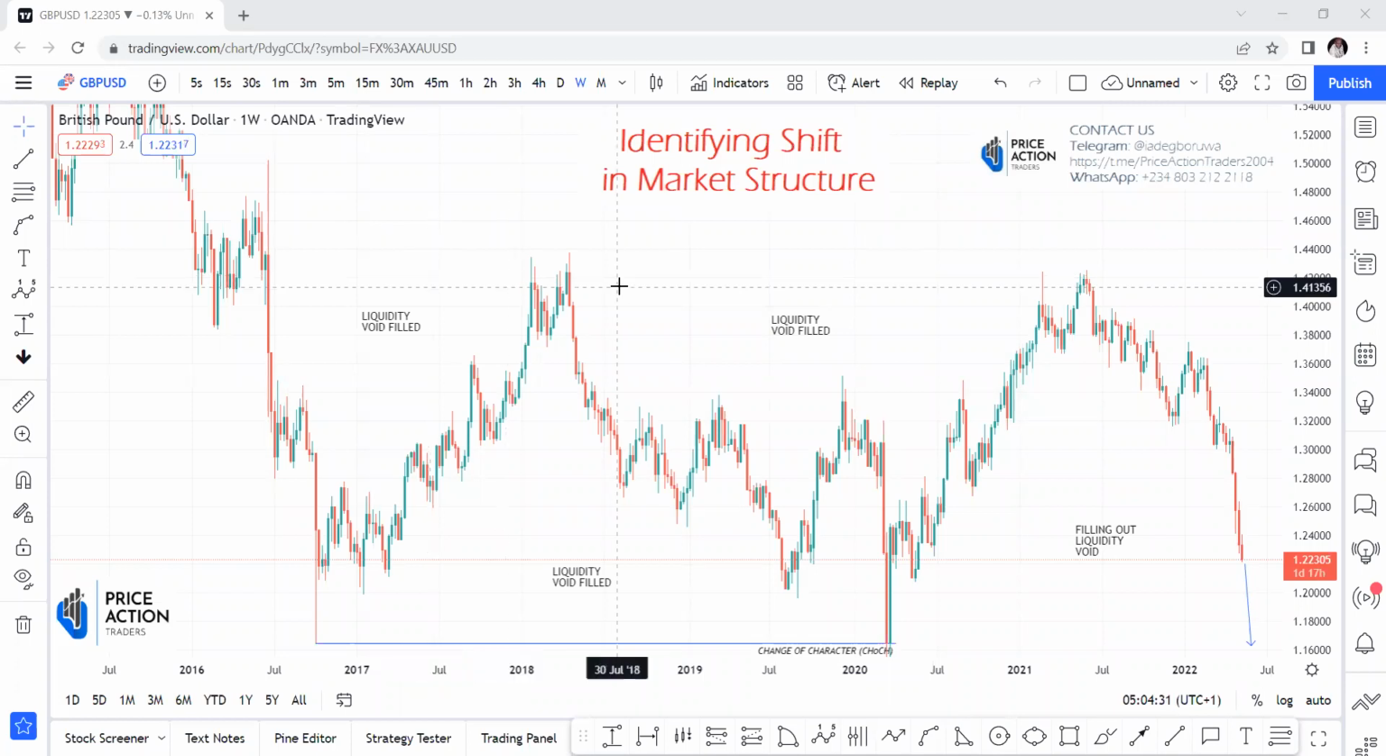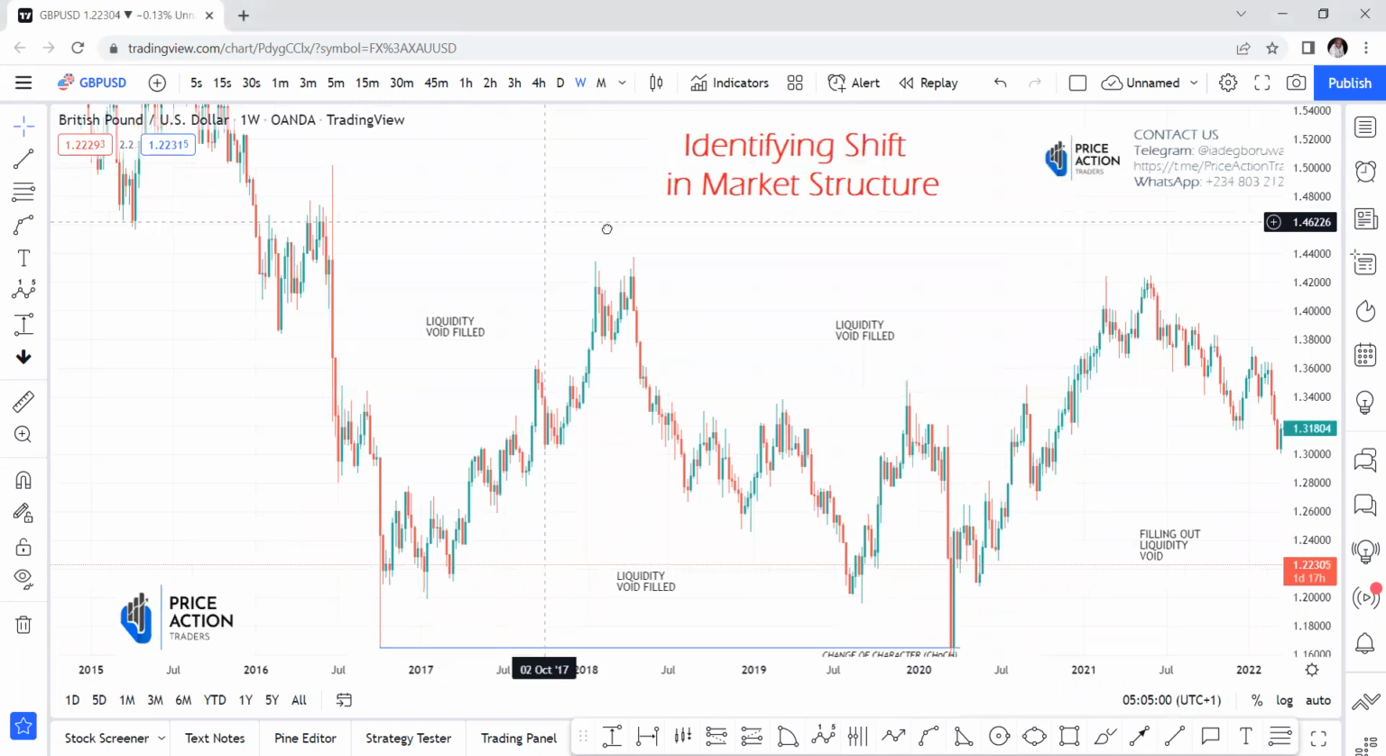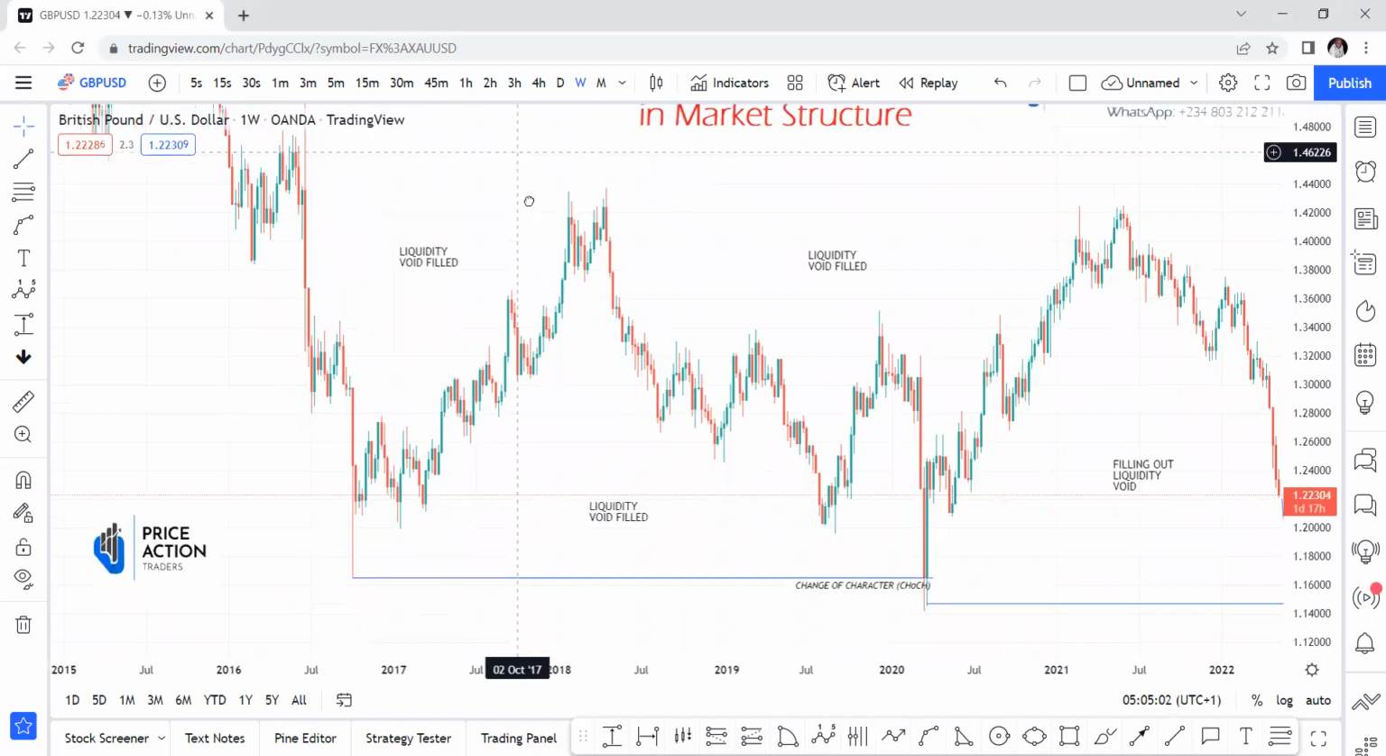So I just want to show you a very simple, clear structure or method to identify a shift in market structure, using your liquidity void or liquidity gap, filling up and down, and a change of market structure. This is what we call a liquidity gap.